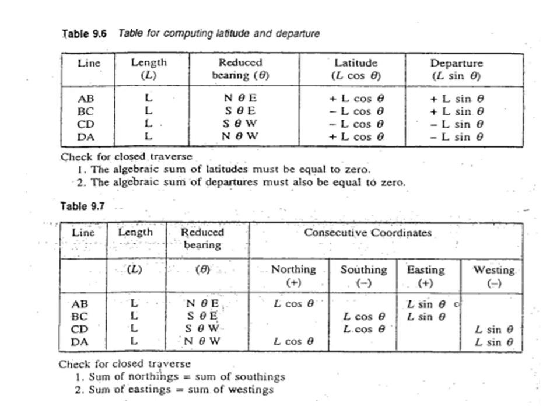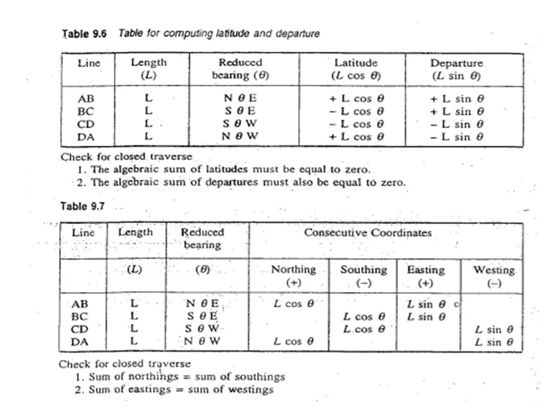So consider the line AB. It has L cos theta, therefore it should be entered in the northing column. Similarly, consider the departure of AB. It is plus L sin theta, therefore it should be entered in the easting column. Then consider the next line BC. It has a latitude of minus L cos theta. Since the latitude is measured towards south, it is negative, therefore it should be entered in the southing column. And the departure is plus L sin theta. Since it is plus, it is measured towards east, therefore it is entered in the easting column.